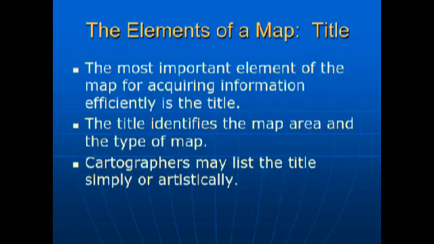What are these? The first element of a map is the title. Whenever we try to read a map, we want to know what this map is all about: the theme, the idea behind the map, and what it is showing. This is most important, and hence the title. The title is the most important element for acquiring information efficiently. The title identifies the map area and the type of map.